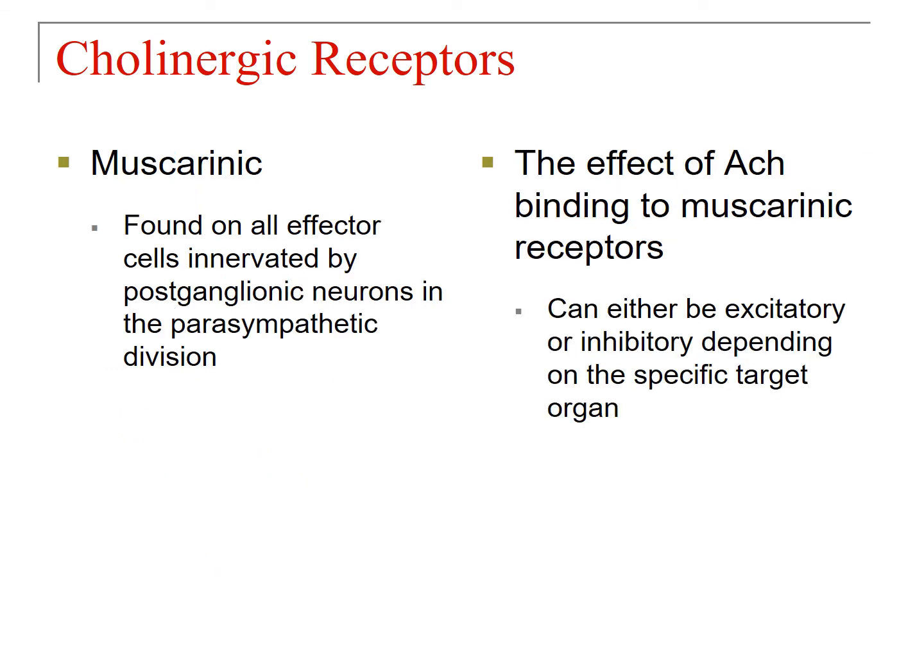Now, with muscarinic receptors, you're going to find these on all effector cells that get innervated by postganglionic neurons in the parasympathetic division. So, all parasympathetic targets have these, and the effect of acetylcholine binding to these muscarinic receptors can either be excitatory or inhibitory. So there are different forms of muscarinic receptors that can either be excitatory or inhibitory in response to acetylcholine.